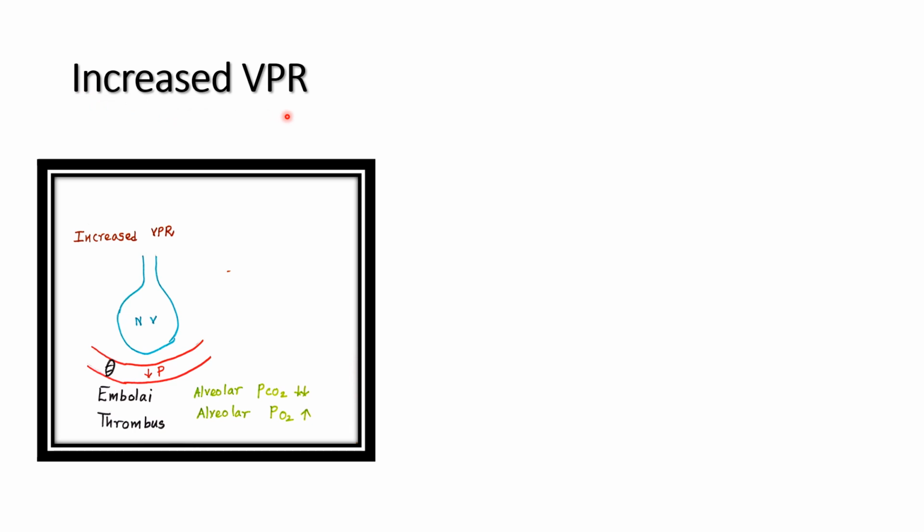Increased ventilation perfusion ratio. An increased ventilation perfusion ratio occurs in vascular obstruction due to emboli or thrombus. So here perfusion is decreased, but ventilation is normal. It obstructs the perfusion, therefore it increases the ventilation perfusion ratio. Ventilation is normal, perfusion is decreased, therefore the ventilation perfusion ratio increases.